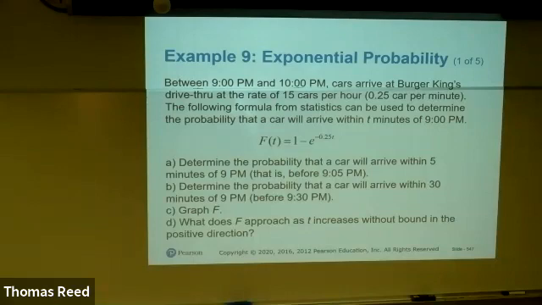So here we have between 9 and 10 p.m. cars arriving at this particular Burger King's drive-through at a rate of 15 cars per hour. So during that hour, they anticipate 15 cars to show. Not necessarily all at once, but who knows? Okay, so that rate is the same as 0.25 cars per minute. So a fourth of a car every minute. How does a fourth of a car show?